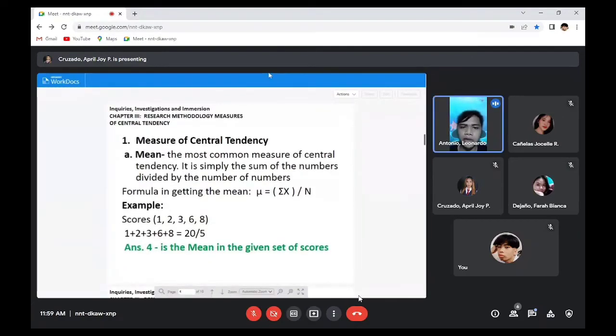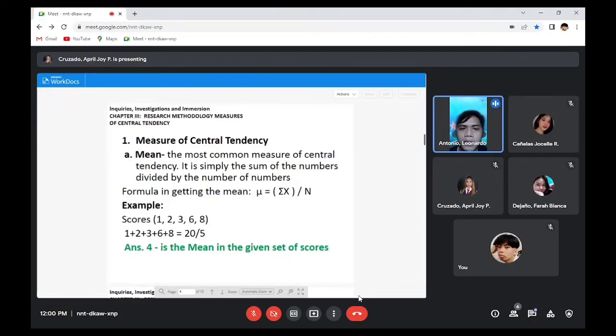Number 1, measure of central tendency. In statistics, it is a central or typical value for a probability distribution. A. Mean. The most common measure of central tendency. It is simply the sum of the numbers divided by the number of numbers. So the formula in getting the mean is: the population mean is equal to the summation of x divided by n, or the number of values.